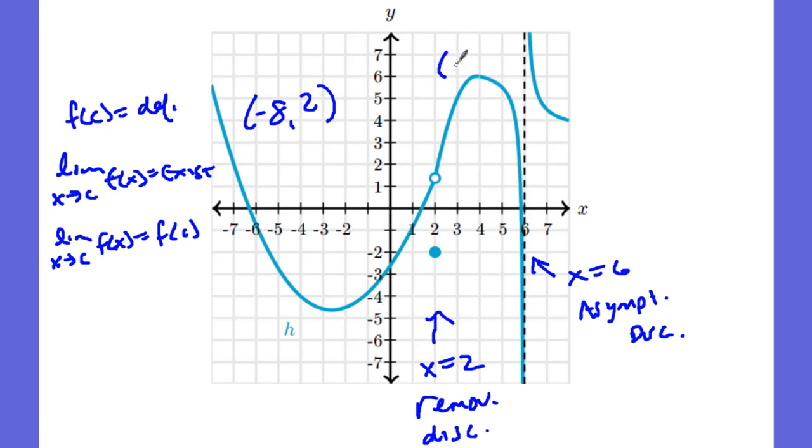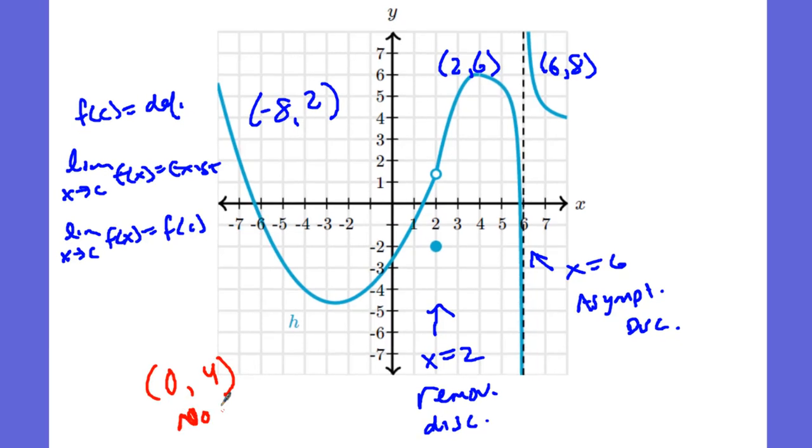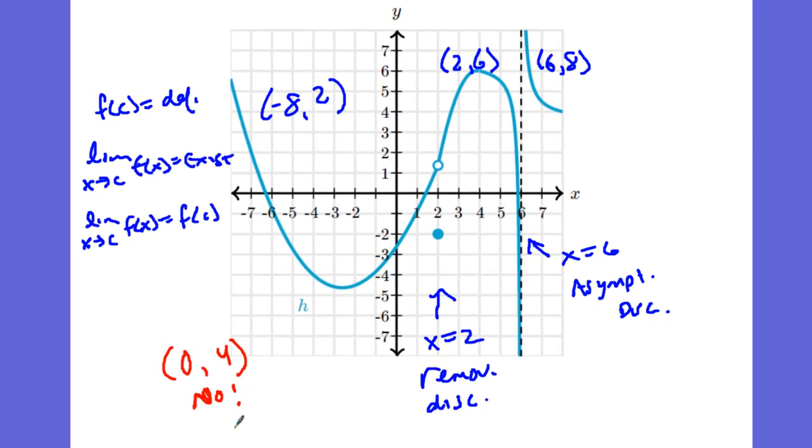Where are we also continuous? We're continuous from 2, not including 2, so we're going to put a parenthesis, all the way to 6, and from 6 all the way to 8. Keep in mind, let's say they ask us, is it continuous from 0 all the way to 4? No, the answer is no. Why? It is because at x is equal to 2, we have a discontinuity.